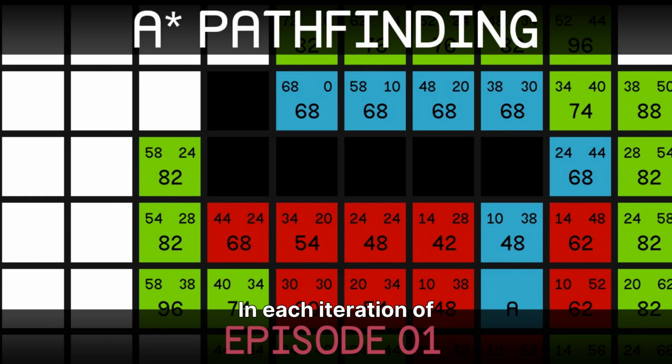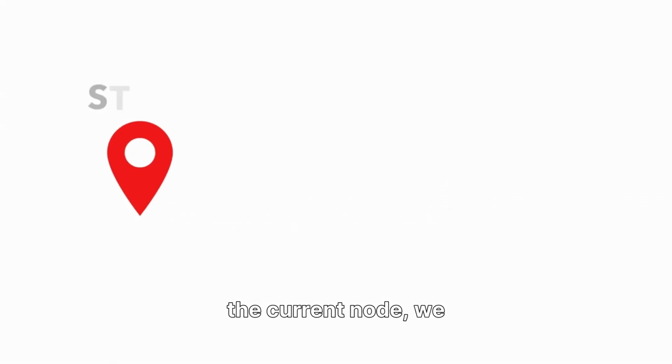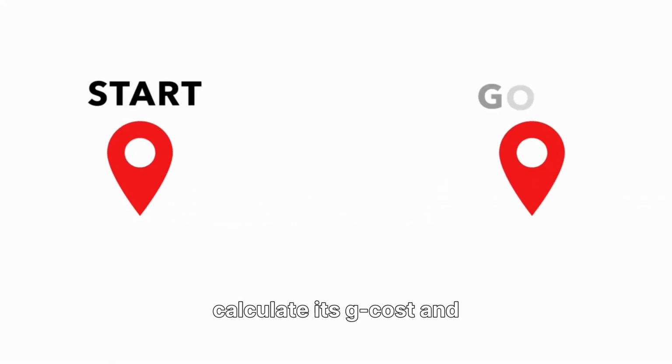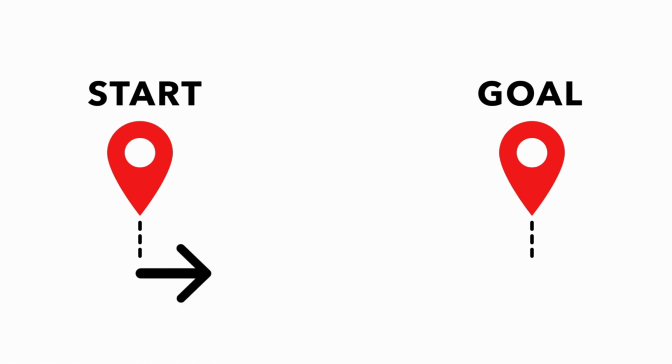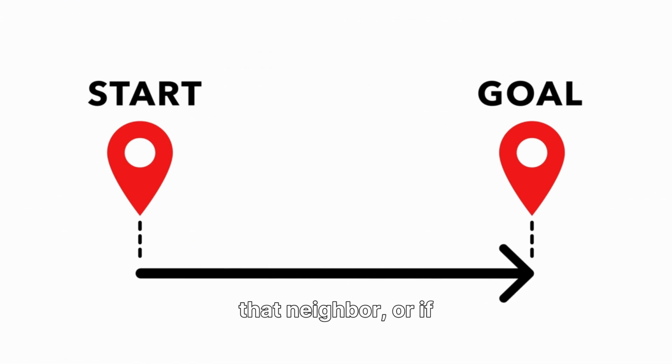In each iteration of the algorithm, we meticulously select the node with the lowest f-cost from the open list. This chosen node is then moved to the closed list, signifying it has been evaluated, and subsequently, all of its neighboring nodes are carefully assessed. For each neighbor of the current node, we calculate its g-cost and h-cost. If we discover a more efficient path to that neighbor, or if it's a newly encountered node, we update its costs accordingly and add it to our open list for future evaluation.